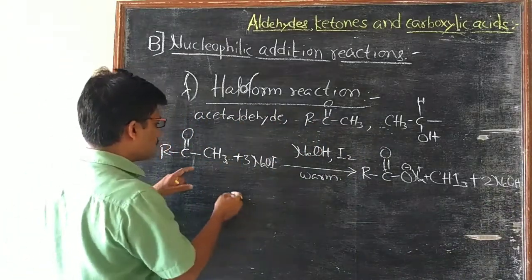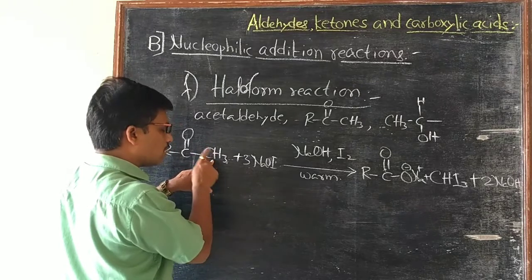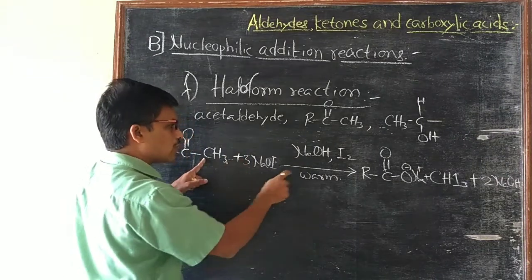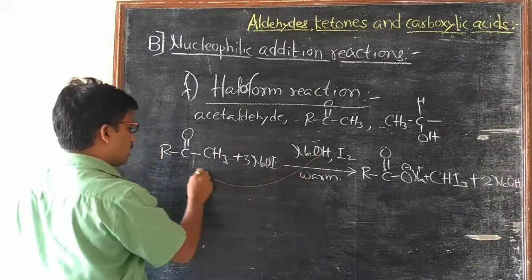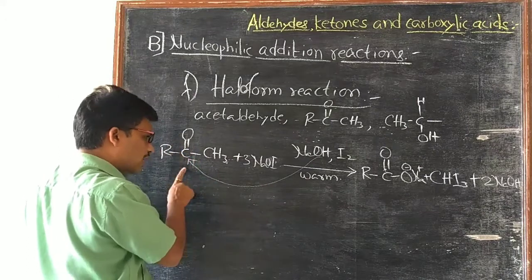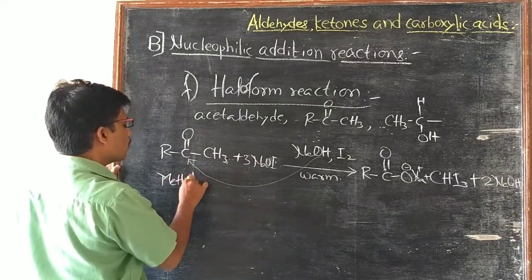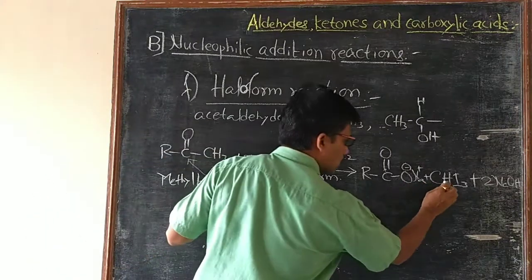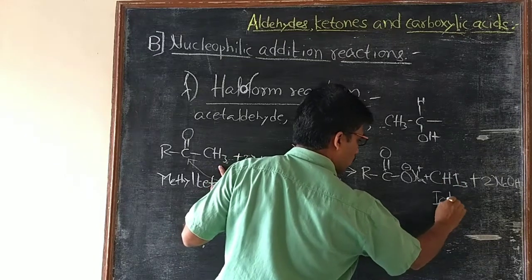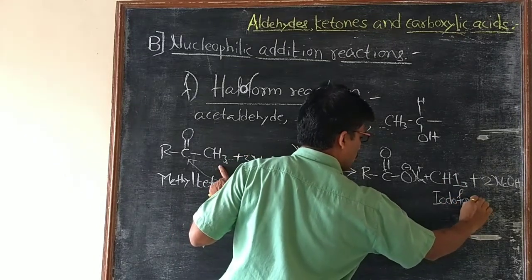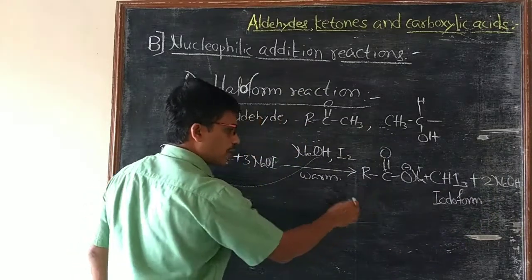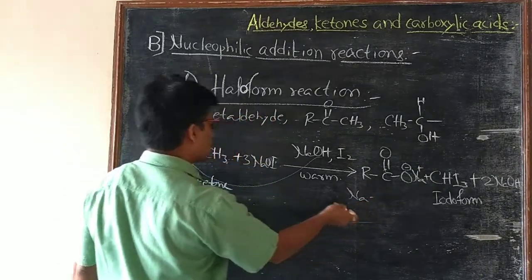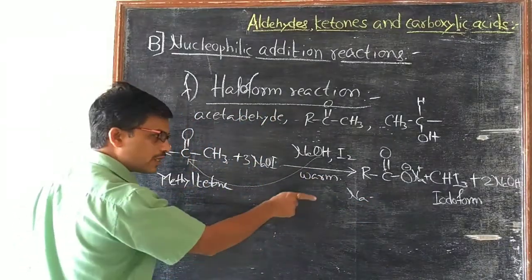In this reaction, the 3 methyl hydrogens are replaced by iodine, and afterwards the nucleophile OH minus attacks the carbonyl carbon of this methyl ketone to form iodoform and sodium carboxylate, that is the sodium salt of a carboxylic acid, which contains one carbon atom less than the methyl ketone.